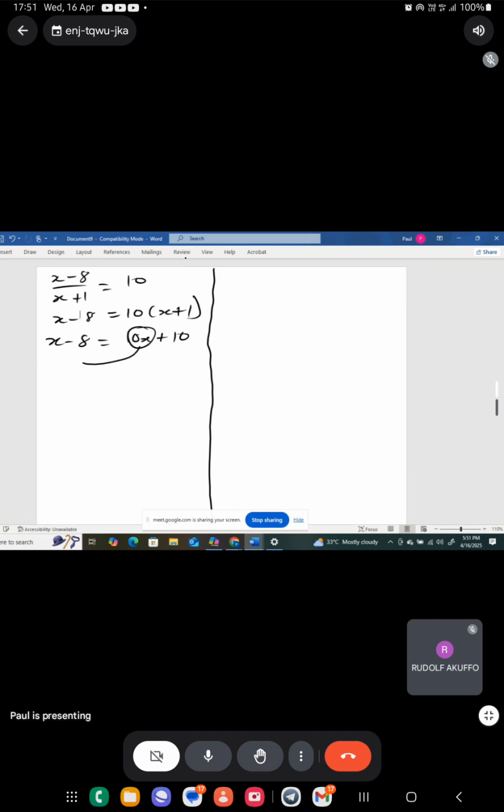This will come here. We get x minus 10x being equal to 10 plus 8. So here we get minus 9x being equal to 18. Divide here by minus 9, divide here by minus 9. This will cancel this. We get x will be equal to negative 2. The negative will affect the 2.